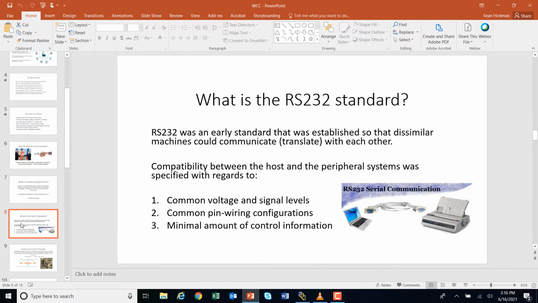RS-232 standard, I've said it a few times. This was an early standard established so that dissimilar machines could communicate or talk to one another. People were coming up with a computer or a system or a robot, and they wanted it to talk to another computer or system or robot. Well, they had to get together because everybody wanted to do it a little bit differently. So they came up with a standard of how things should communicate. And they talked about common voltages and common pin wirings and cabling and what kind of information to share.